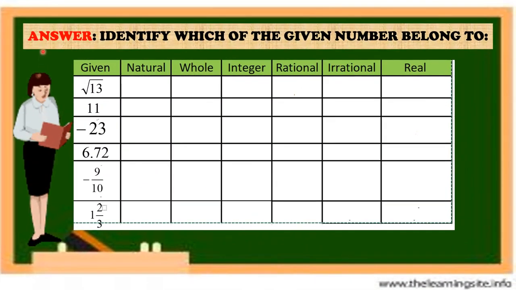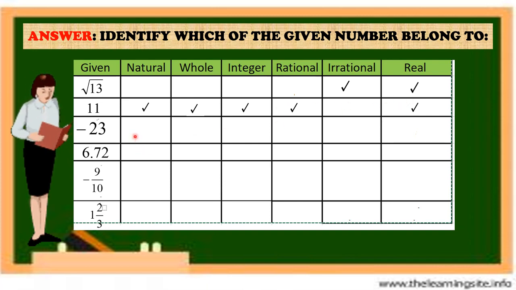We need to answer the following problem. Identify which set each of the given numbers belongs to. The first number is square root of 13. That is irrational and a real number. We have 11. 11 is natural. It is also a whole number, an integer, a rational number, and a real number.